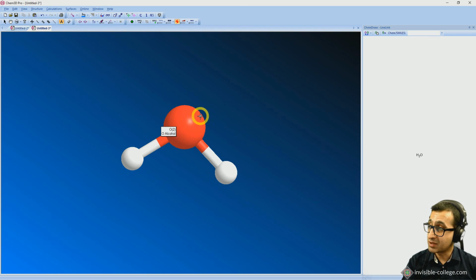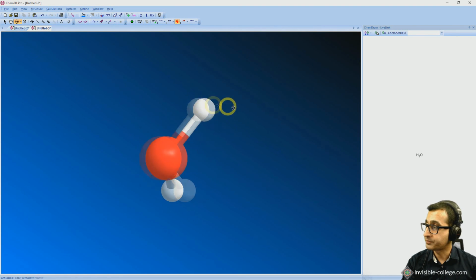But what you're not seeing here in this ball and stick model is at this location and at this location, you have 2 pairs of non-bonding electrons which repel these bonding pairs and turn it into this V shape. So this is the shape of a water molecule.